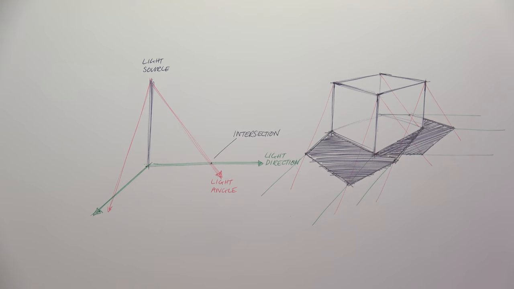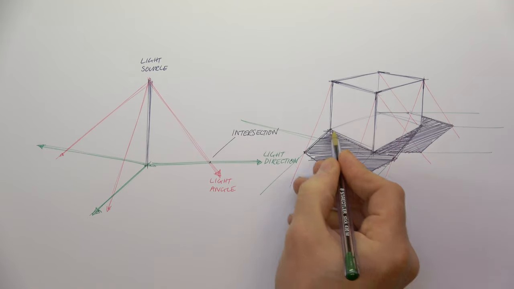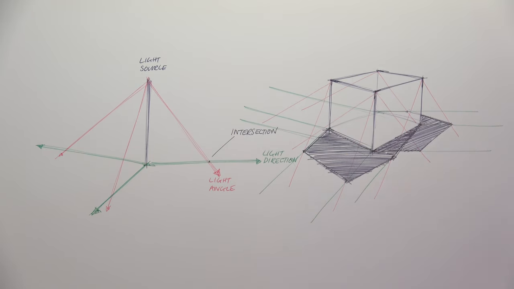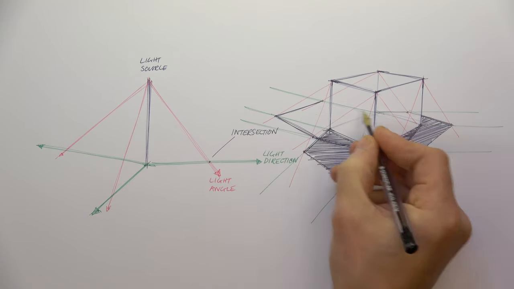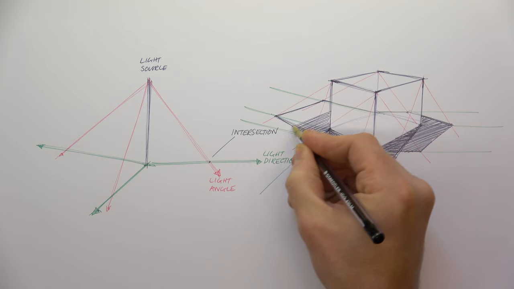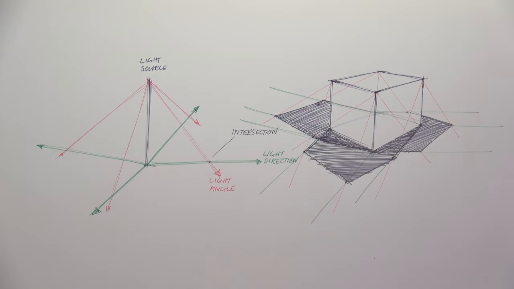To demonstrate that the light source can be positioned anywhere in relation to our shapes, I'm drawing my light direction lines again here. This shows the cube with shadows cast from four different light sources.